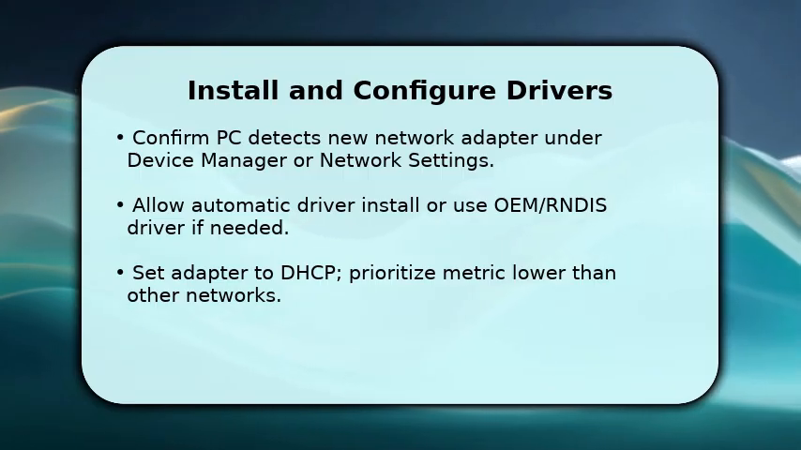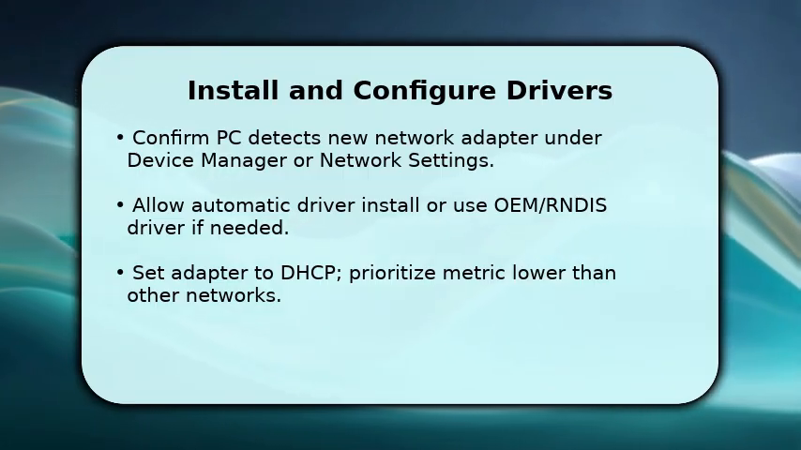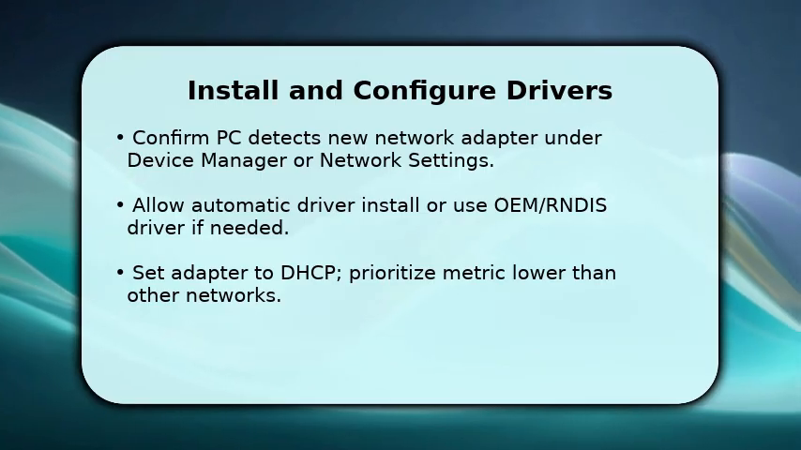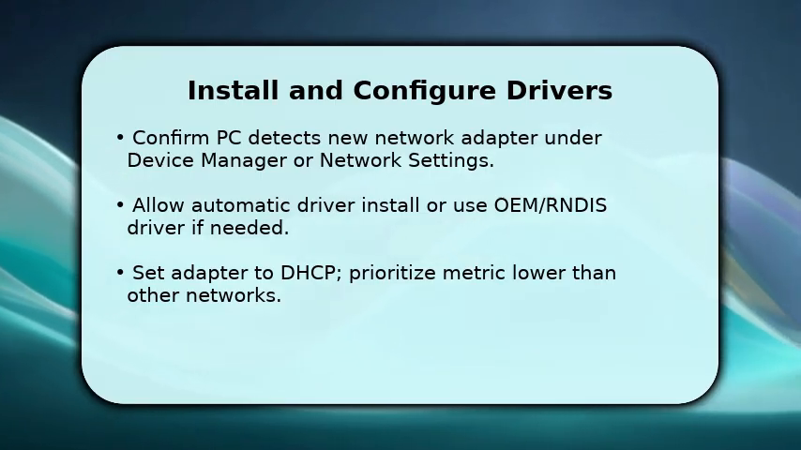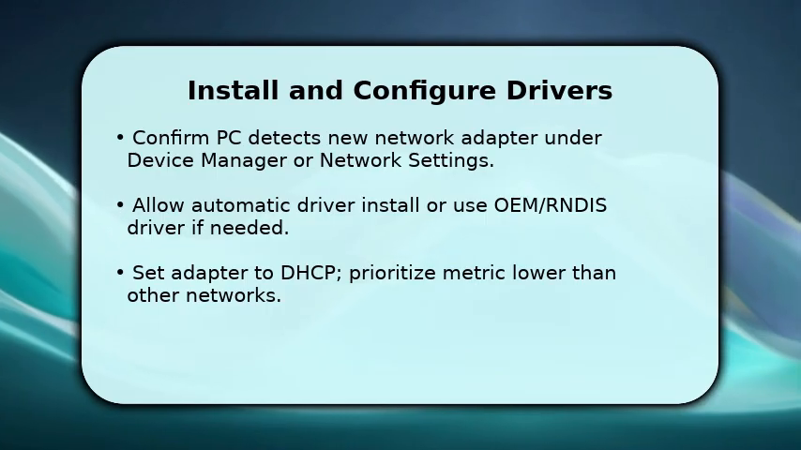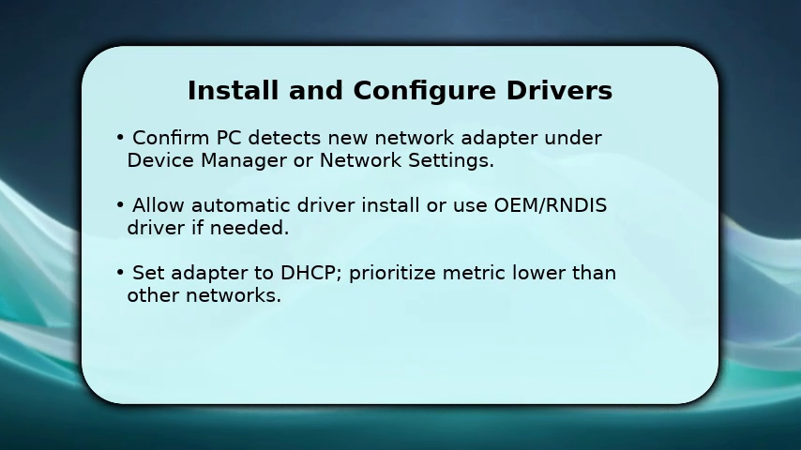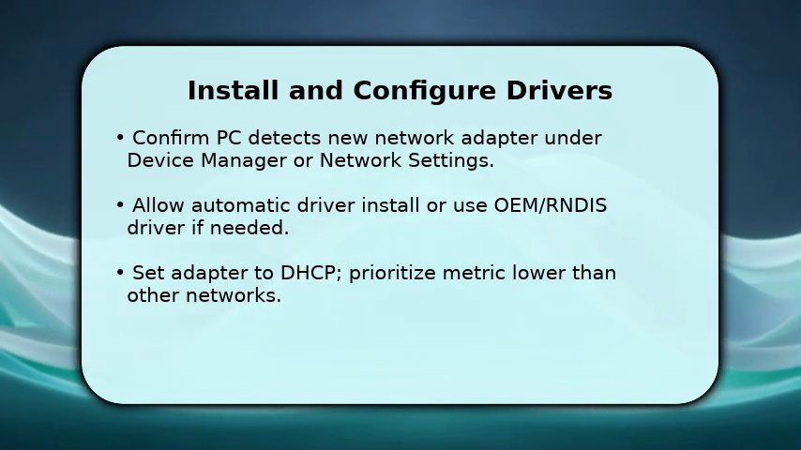Once the driver is present, open Network Connections and ensure the USB adapter is set to obtain IP automatically, DHCP. If you use manual IPs, assign matching subnet and gateway from the phone. Make sure the adapter metric is lower than other interfaces, so traffic prefers the tethered link.